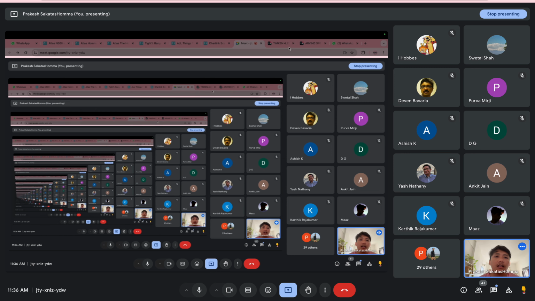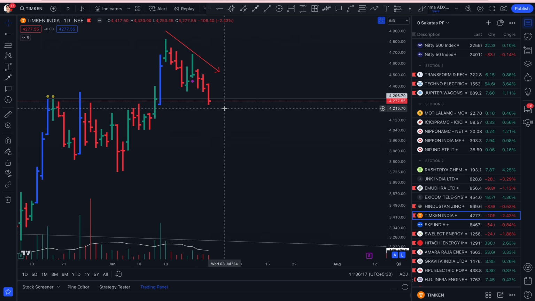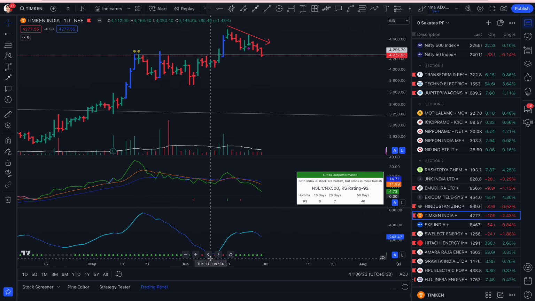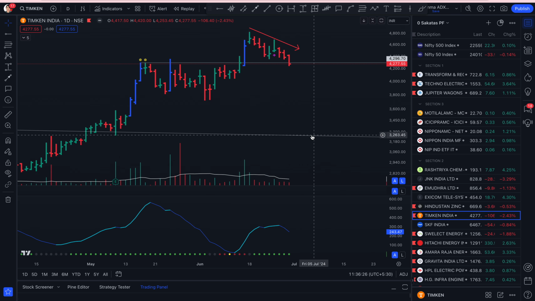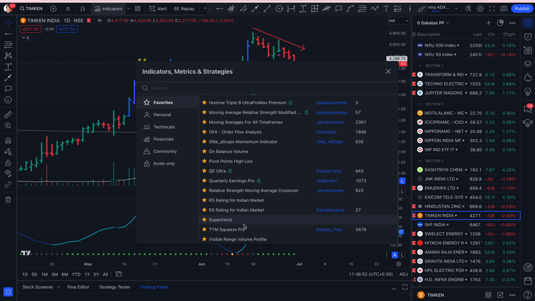And you can also use TradingView indicators which do this. For example, there is an indicator called TTM Pro Squeeze. If this is yellow, that means it is really tight. Here is the squeeze scanner, squeeze indicator. Whenever this is yellow, it means the ratio is below 2. Whenever it is red, I think the ratio is below 2.5. Whenever it is black, the ratio is below 3. Whenever it is green, there is no tightness. You can find this readily available on the internet. I think it's called TTM Squeeze Pro by Beardy Fred.